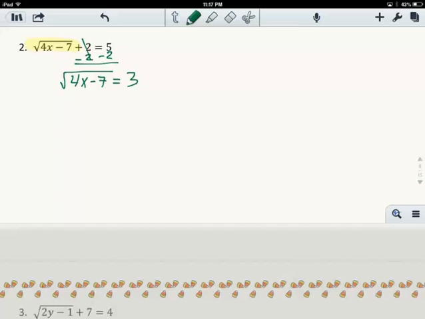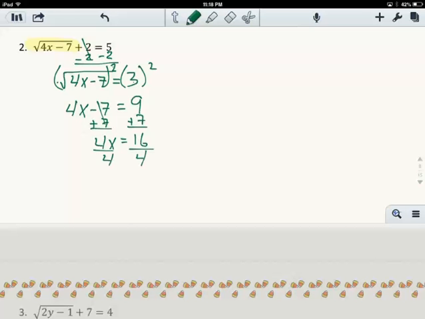Now the index for this is a square root, so we want to square both sides. Square that side, square that side. And the beautiful thing about that is the square root and the square cancel, so you're left with just 4x minus 7 equals 3 squared is 9. Now you're down to a two-step equation that you should be able to solve without a problem by adding 7 and you'll have 4x equals 16, and then dividing by 4, and you'll get x equals 4.